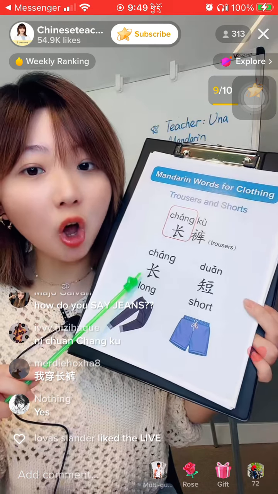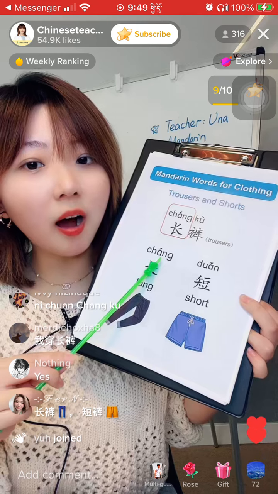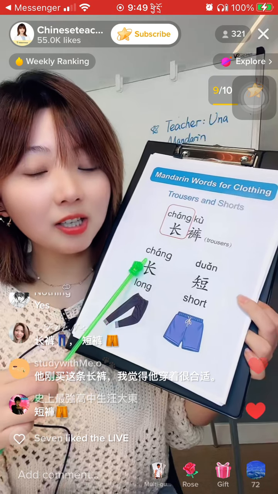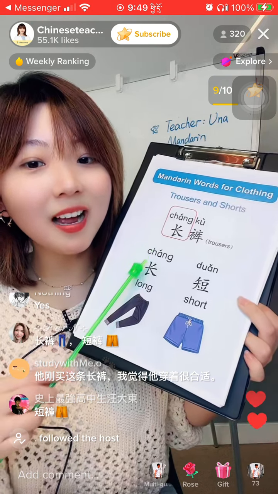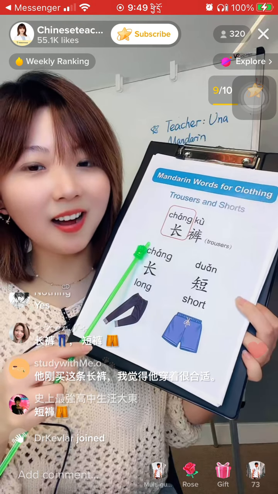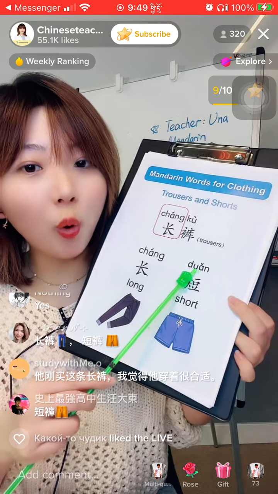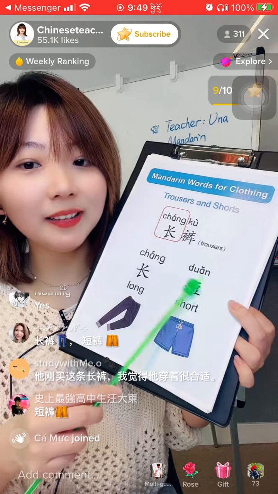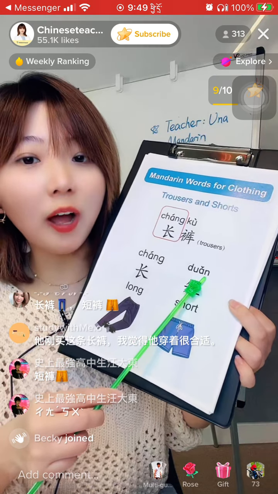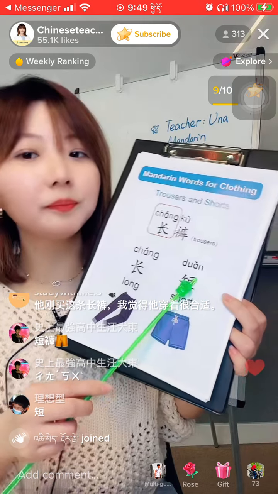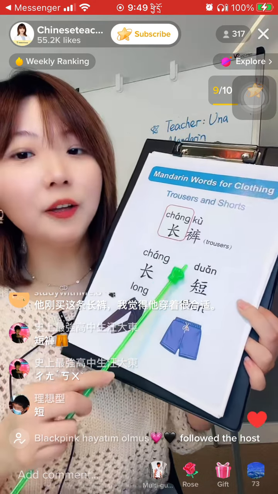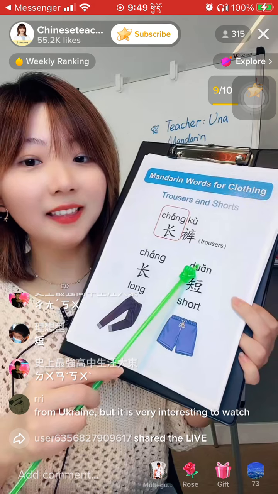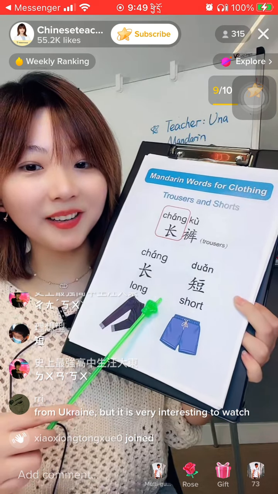So if you want to say something is long, you can say 长, second tone. 长，长，长。非常好。长。Now this one, short. 短。This one is a bit hard to pronounce. Let's try this. The third tone, 短, falling and rising. Okay, one more time. 短，短。Very good.